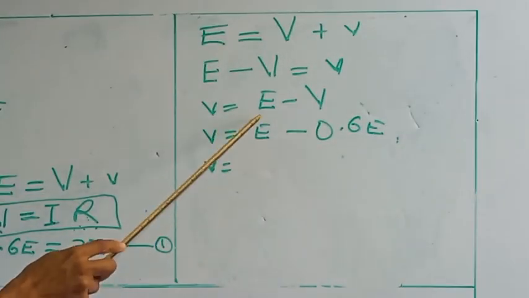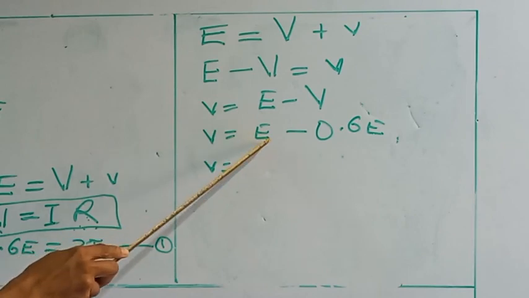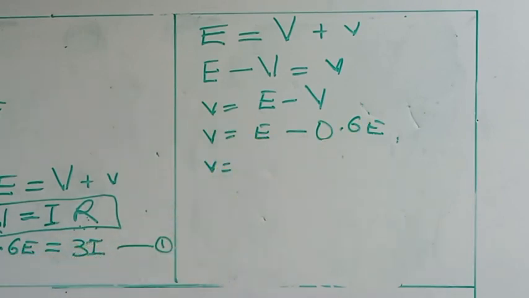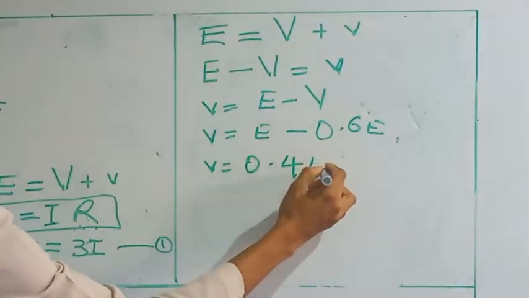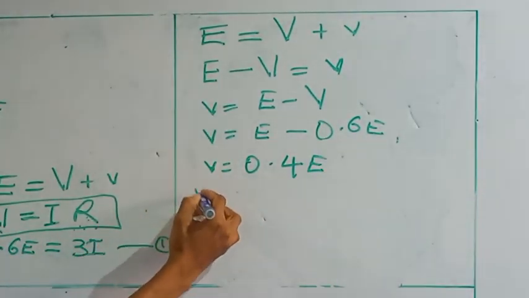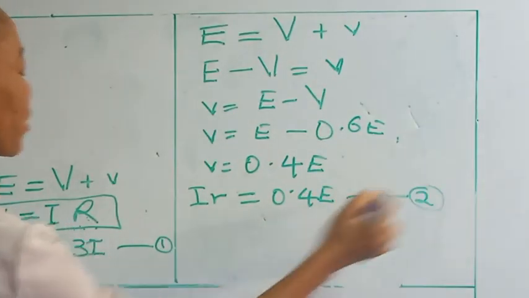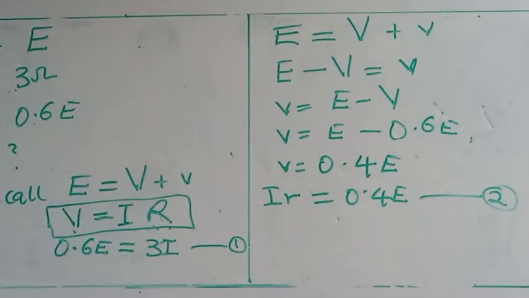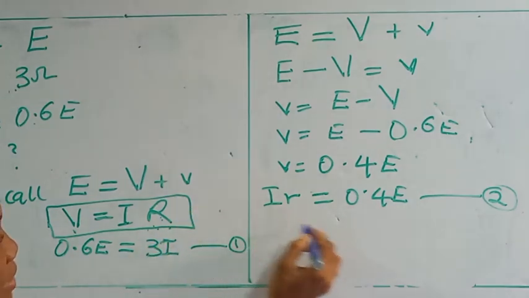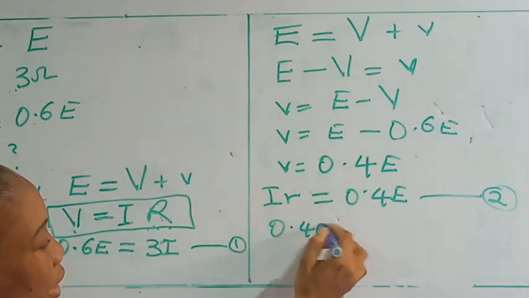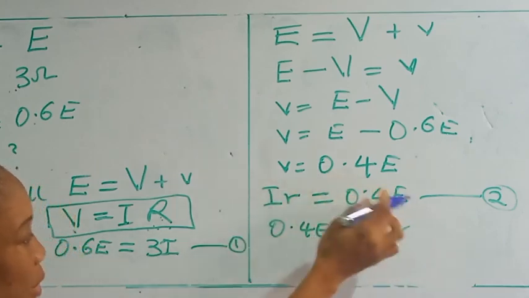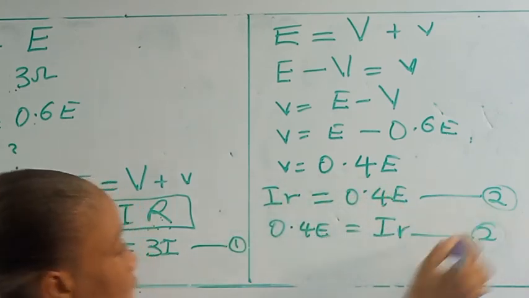this is 1 E, but we don't write 1 in maths and physics. 1 minus 0.6 will give us 0.4 E. And remember that lost volt is IR. So 0.4 E is IR. We have gotten a second equation. You see how we got two equations that have current. So what are we going to do? Let me make this better by saying that 0.4 E is IR. They are equal. Whichever you write first is still the same thing.